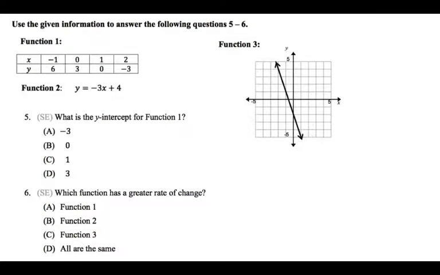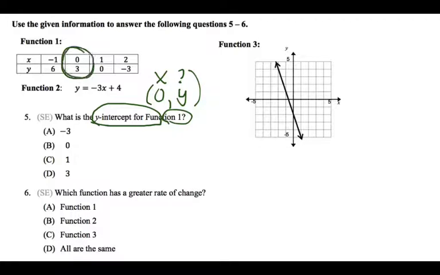Okay, let's look at numbers 5 and 6. Number 5 wants to know what's the y-intercept for function 1. What we know about the y-intercept is that our x-coordinate is always 0, no matter what our y-coordinate is. So x-coordinate is always 0. If we take a look at function 1, do you see where my x-coordinate is 0, my y is 3? That makes my answer D.